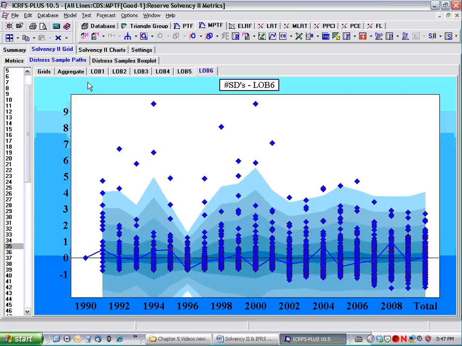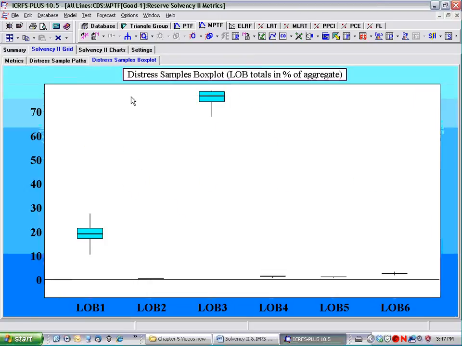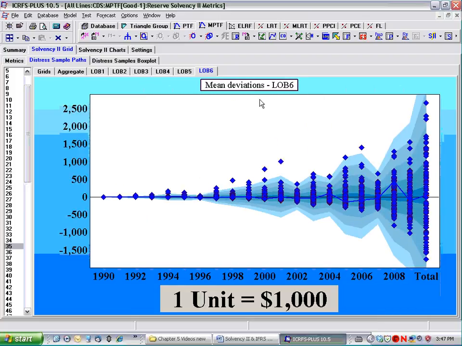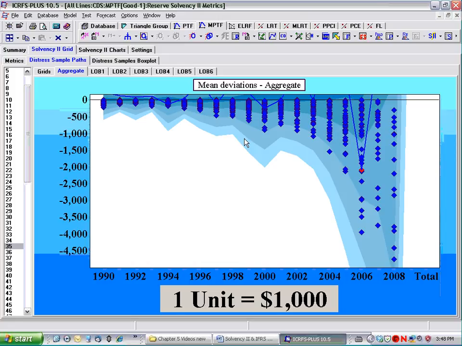So you can look at the summary. If we look at distress samples box plots, that really tells you in terms of dollar values, most of the distress is coming from LRB3. If we go back to our distress sample path and now change the y-axis, the vertical axis, to the deviation from the mean, if we go to the aggregate, oops, what happens here? Mean deviations from the mean.